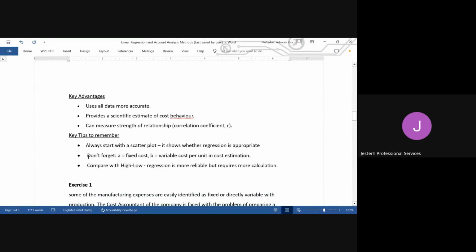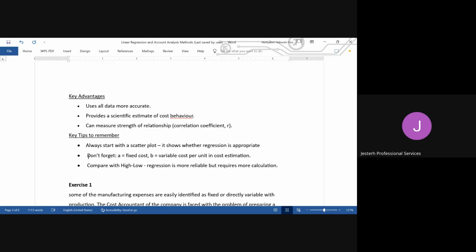So the tips that we need to remember: always start with a scatter plot. What they mean by scatter plot is, once they give you the question, you will see the X and Y, because they have to give us that in the question. The next step is to plot your graph. Plotting this graph is where you have to get the summation of X, summation of Y, summation of XY. That is what it's all about.